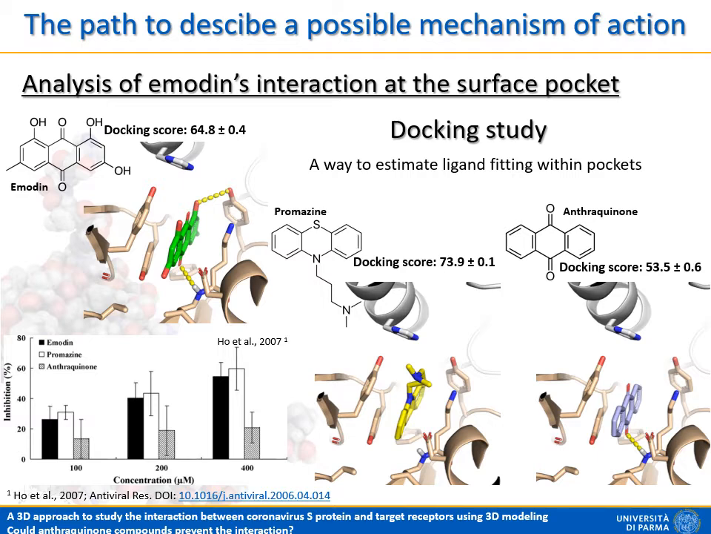As you can see in the bottom left, I reported the experimental evidence collected by Ho and co-workers. As you can see, Emodin and, to a higher extent, promazine were able to prevent the interaction in a concentration-dependent manner, while anthraquinone basically was not. It was supposed to be almost inactive.